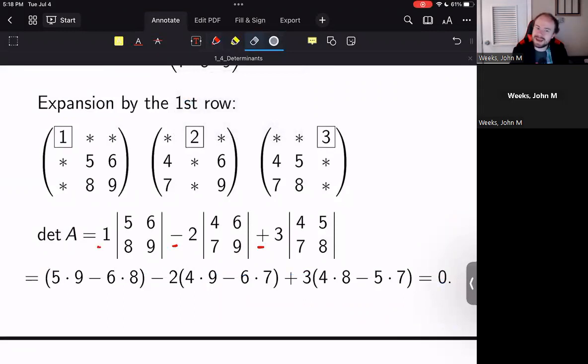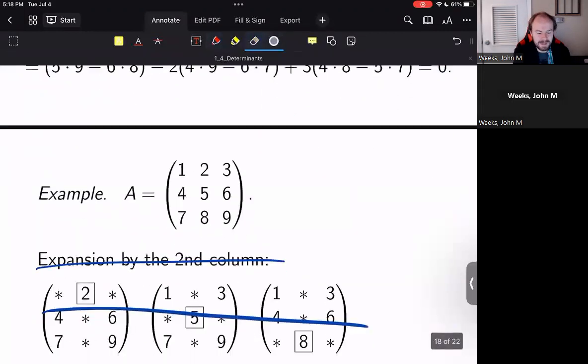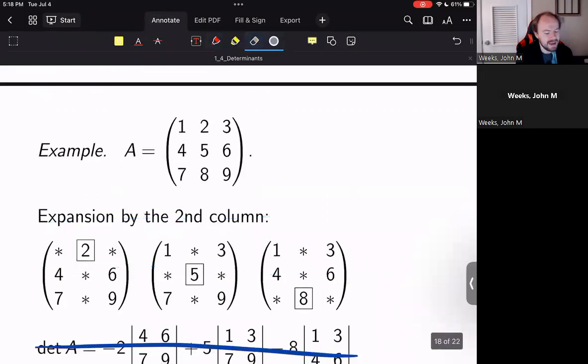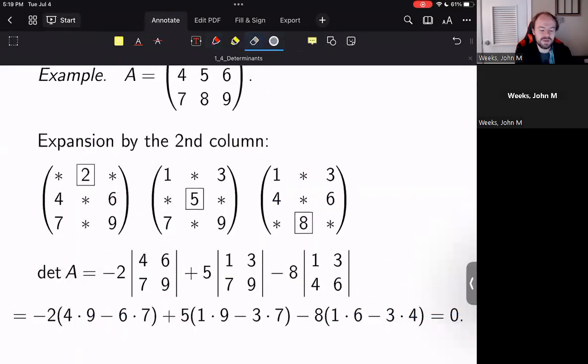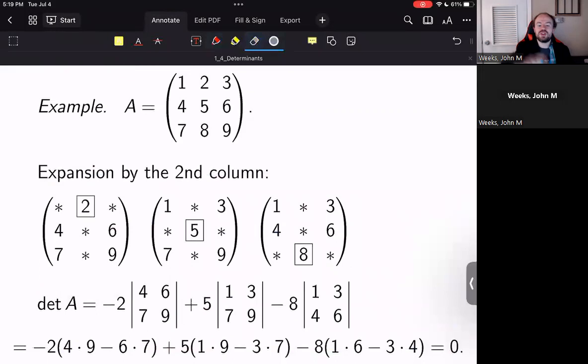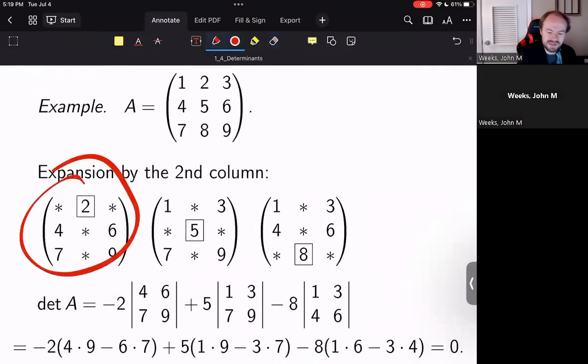So that's how that works, expanding by the first row, but I didn't have to expand by the first row. I could have expanded by anything. I could have expanded by the second column. Notice the way that this one works. I'm going to start on the top middle entry because that's the first element in my second column. That's exactly what we have in this matrix here.